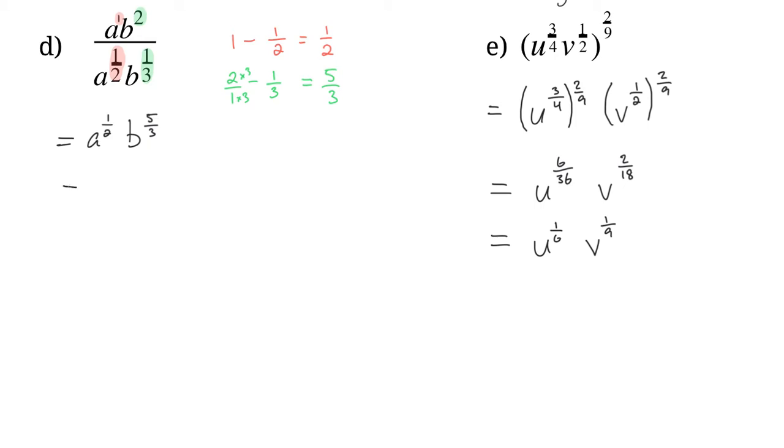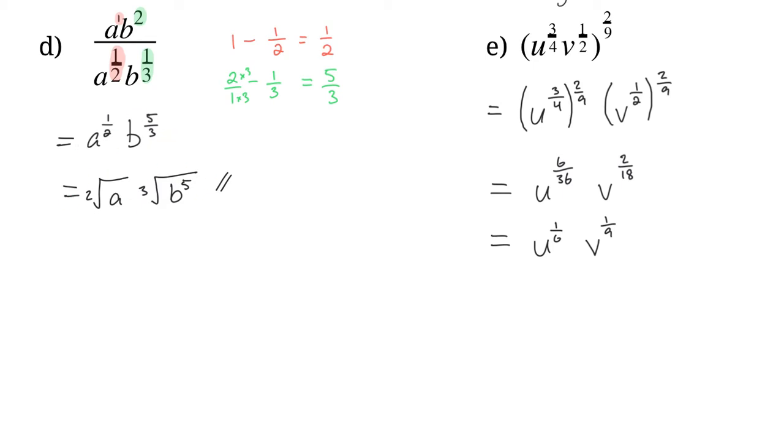So if we rewrote this as a radical, this would be the square root of a times the third root of b to the power of 5. And both answers here would be acceptable.